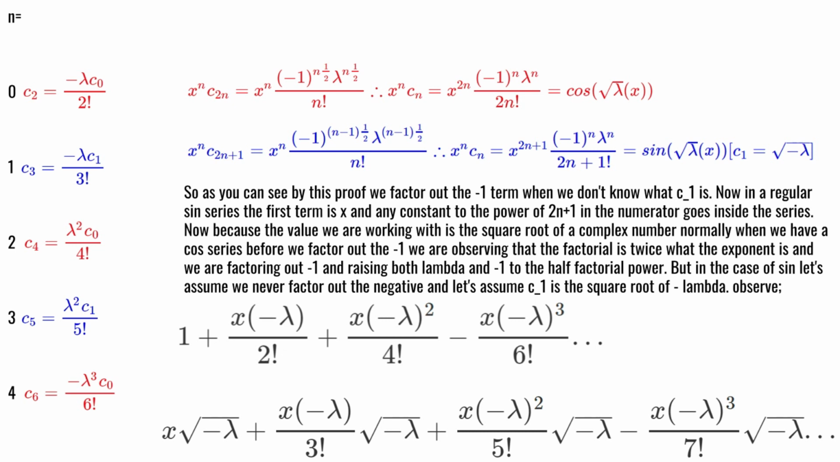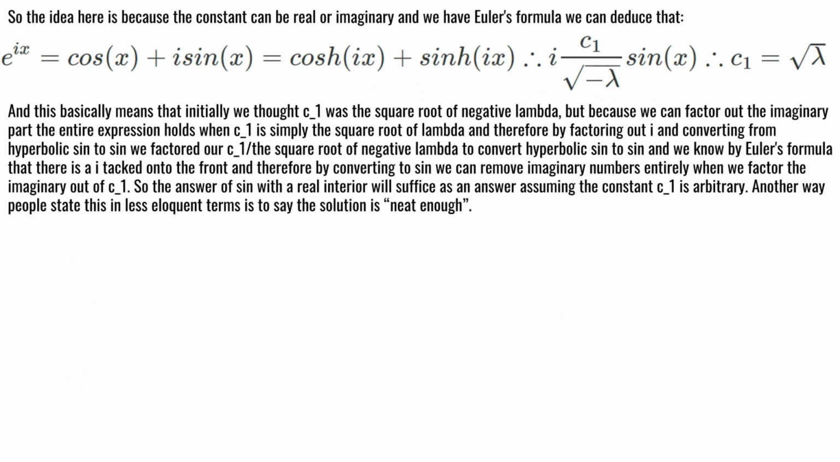C1 is actually going to be a real number. It's actually going to be the square root of positive lambda. Because, and this is important, according to Euler's formula, there's already an i term. Okay? So here's the brilliance of it all, right? We have e to the ix equals cosine x plus i sine x, right? And we get that that's equal to cosh of ix plus sinh of ix, right? So when the terms become sine and cosine, the imaginary parts go away. They're factored out, right? And now the recursive formulas are the same.